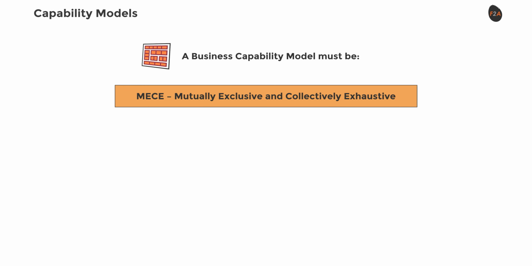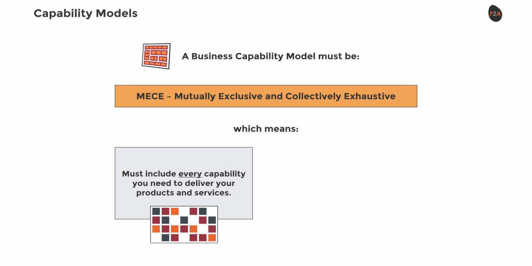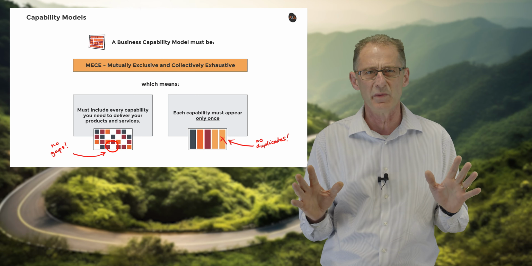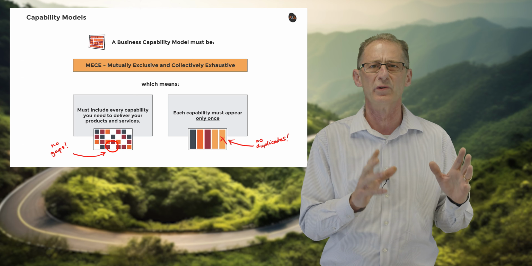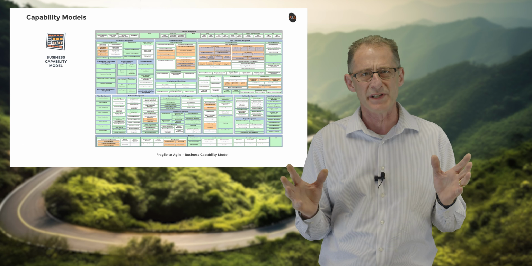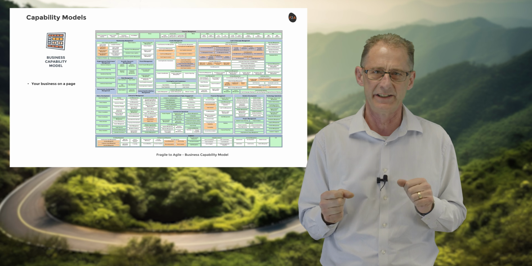The model must be MECI, mutually exclusive and comprehensively exhaustive, which is a fancy way of saying that it must include every capability you need to deliver your products and services, and each capability must only appear once. Notwithstanding the intent here is to support the development of a roadmap for your technology, it has nothing to do with technology at this stage. All capabilities are modeled irrespective of whether they're manual or automated today. This means that once complete, the model will represent your entire business on a page.